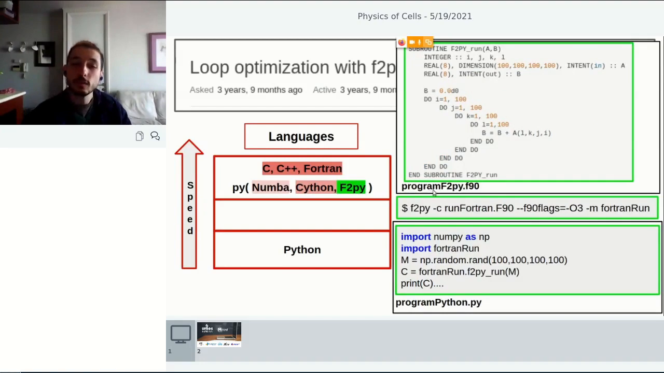With F2py, you need to really write a Fortran file. But instead of doing the natural begin program, end program statement, you need to use a subroutine statement. A subroutine written in Fortran. When you compile, use this F2py compile. It's a NumPy tool to compile a Fortran subroutine into a Python module.